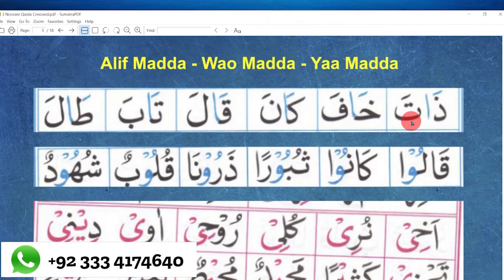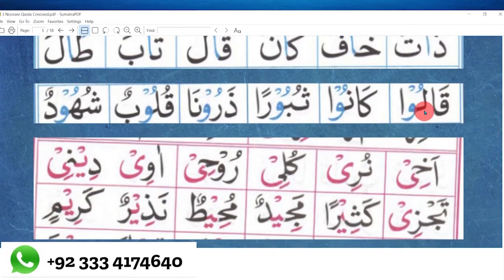So zata. Alright, whenever a letter has a pesh on it and the next letter is waw with jazm, that's called waw madda, and we stretch it for 1 second. It will be qalu. There is no difference between waw madda and reverse pesh. The only difference is in written form, otherwise the sound is the same.